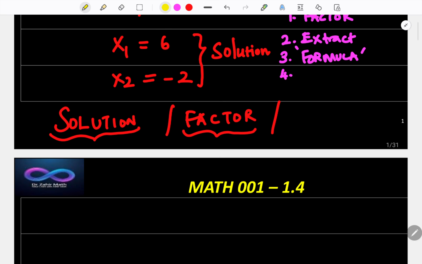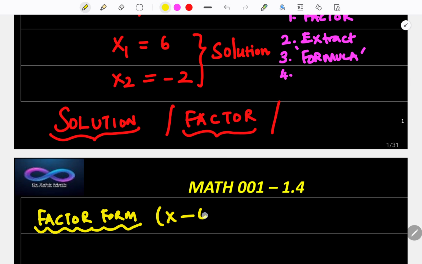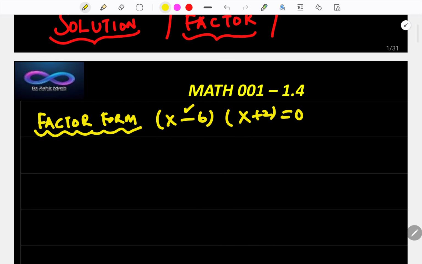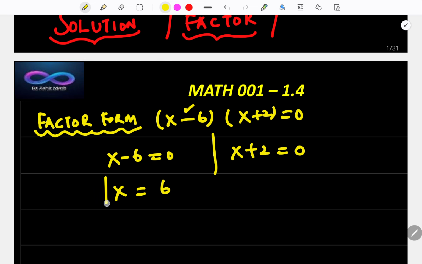So we got x equal to 6. Let me write the factor form. The factor form is x minus 6 times, this is minus 2, so we are putting plus 2, equal to 0. When the two factors multiply to 0, x minus 6 equals 0 and x plus 2 equals 0. So x is equal to 6, and here x is equal to negative 2.